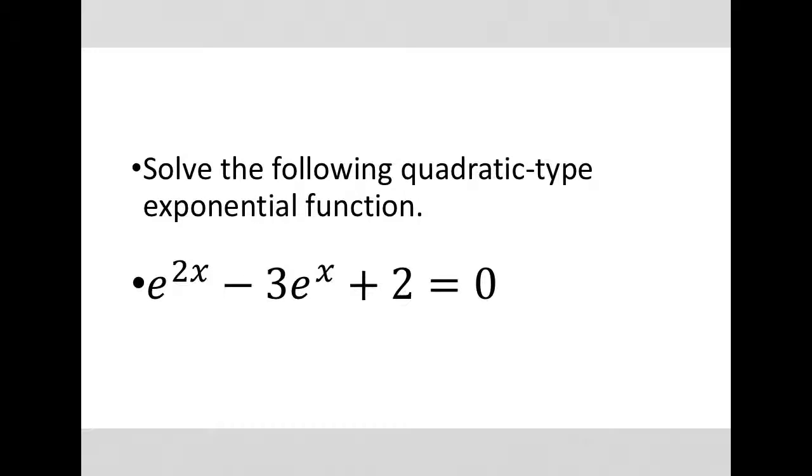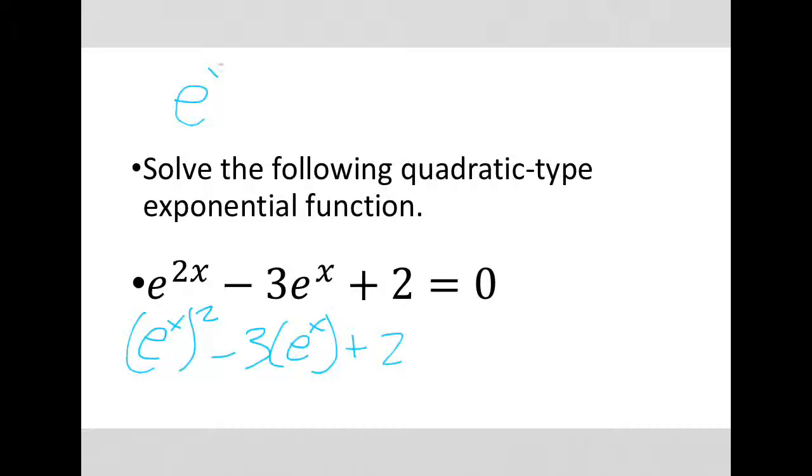So now let's solve this ugly thing. Notice that it is being described as quadratic type. And what that's saying is, notice that if we rewrite this, we have e to the x squared minus 3 times e to the x plus 2. So it's kind of like a quadratic equation.